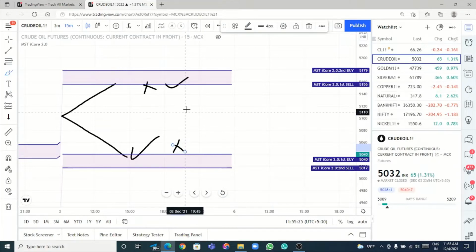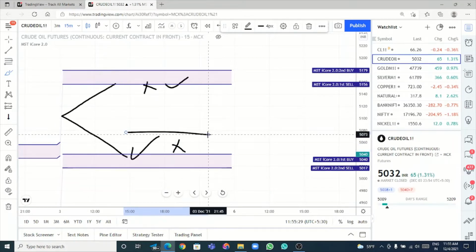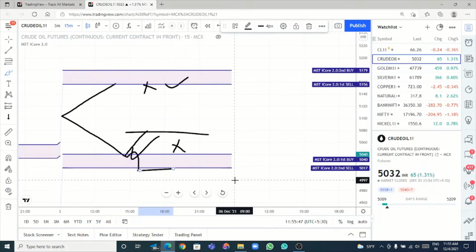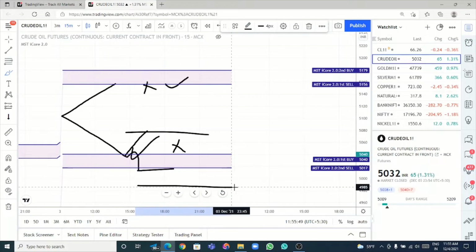Secondly, suppose if buy is activated and the target has hit, your trading is over for the day. No more trade. You should not be in front of the system. Shut down your system and go out and do some other work. If it is not reaching here and, once activated, before reaching the target it comes down and hits our stop loss, immediately take a double lot in the second sell at 5017 for the target of the first target.